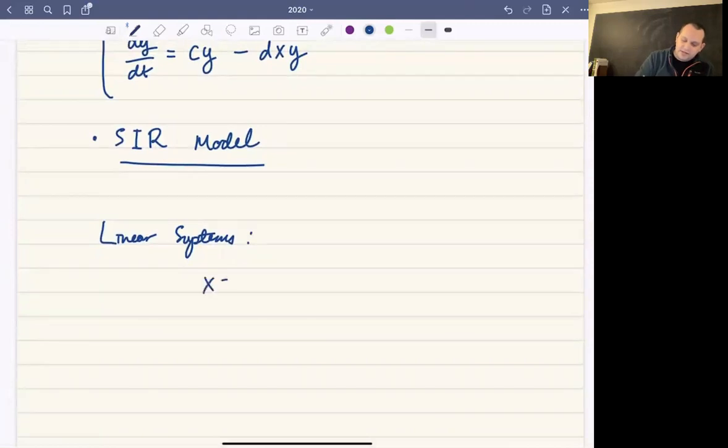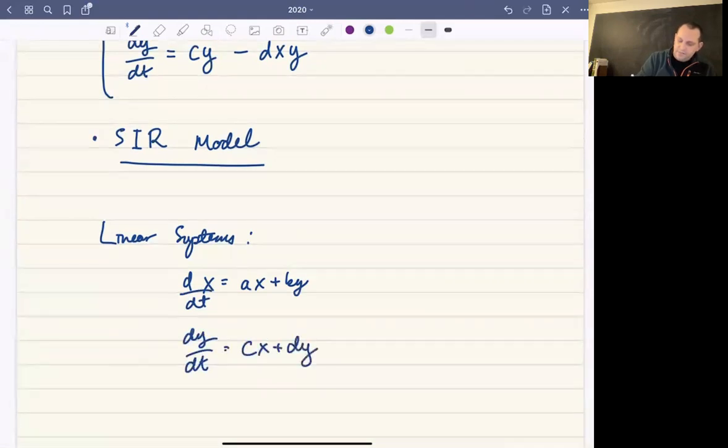So this is going to be things like dx/dt is ax plus by, and dy/dt is cx plus dy. And what we're going to do is just some perfectly straightforward computation. There's some fancy stuff that you can do with these linear systems.